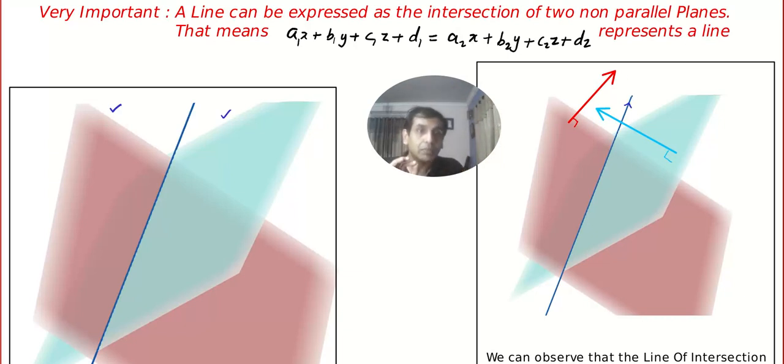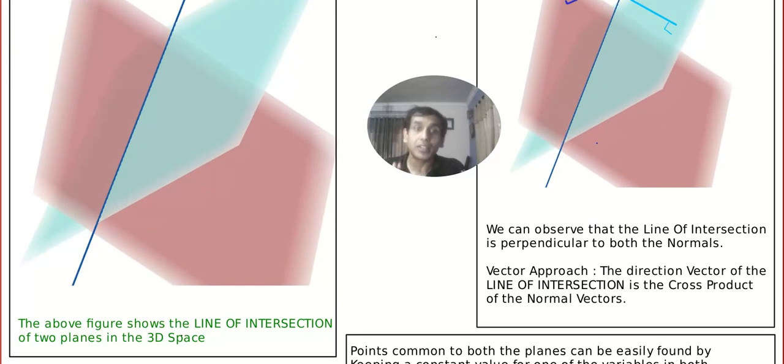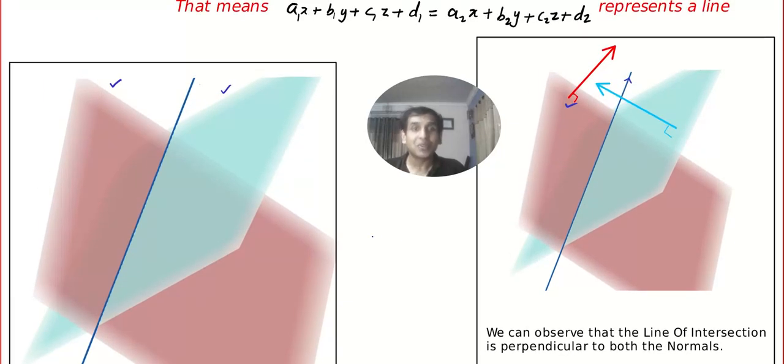And the most important point that you have to understand is the required line, that means the blue color line, and the normal to the planes are perpendicular. Can you see? The red normal and the line is perpendicular. The blue normal and the line is perpendicular. That's the most important thing. And I hope you remember the condition for perpendicularity. Two lines are perpendicular if A1 A2 plus B1 B2 plus C1 C2 equal to 0.